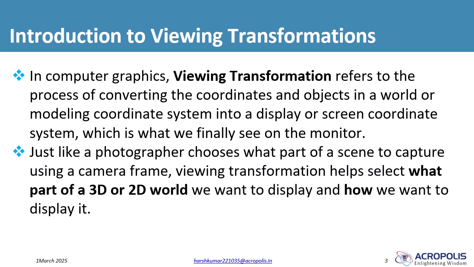So let's get introduced to what is viewing transformation. Viewing transformation refers to the process of converting the coordinates of an object in a real world coordinate system into a display screen coordinate system. So basically, consider any object in the real world, and we want to display it on a monitor in a 2D format. Converting the real world coordinates of the object into something which you can display on our 2D screen is known as viewing transformation.